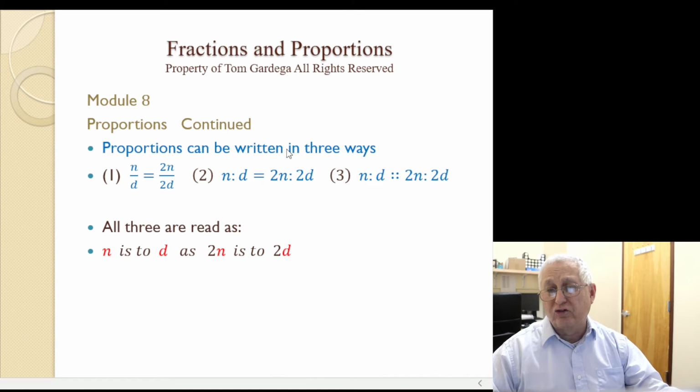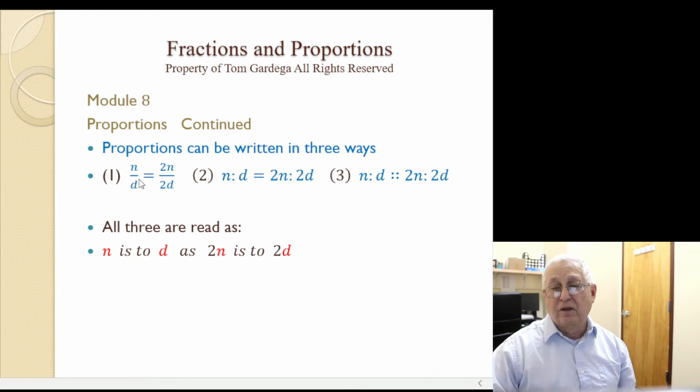Ratios or proportions can be written in three different ways, all read as n is to d as 2n is to 2d. Here we have n is to d as 2n is to 2d. They all mean the same thing. You can express it in any of these forms. It's exactly the same.